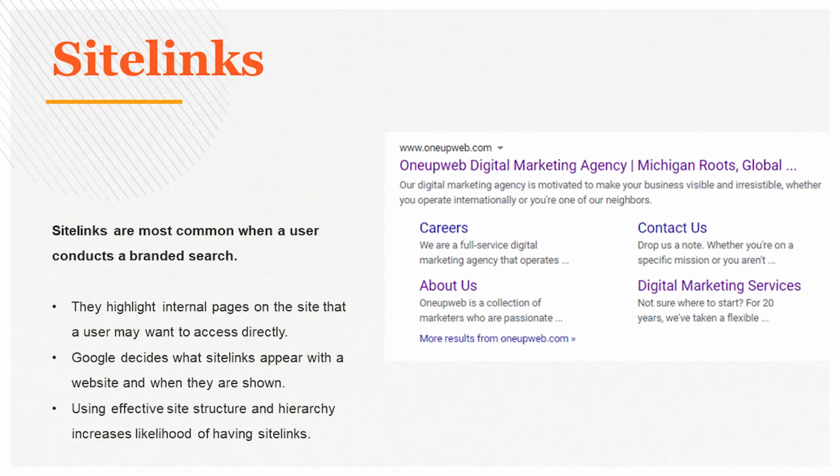Next up, the most common, the thing we probably all think of when we think about the SERP: site links. They're most often available when a user conducts a branded search. So for example, if you were looking for Oneupweb, probably the first result you're going to get is our website, our meta description, and then some links that help you get further into our site. The best way to get those site links to populate is to have a really effective hierarchy for your website so that Google understands what's important and where you're trying to drive people to.